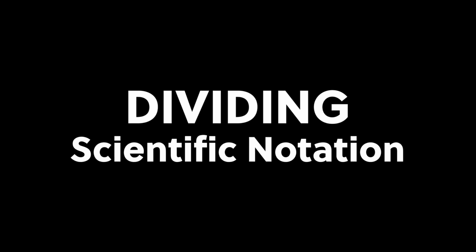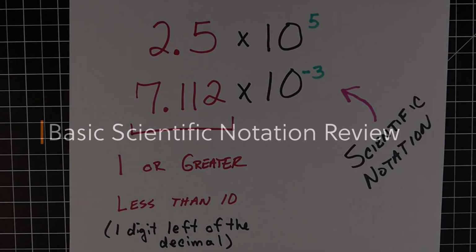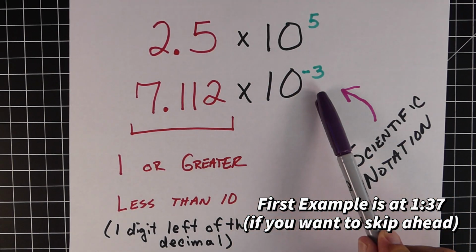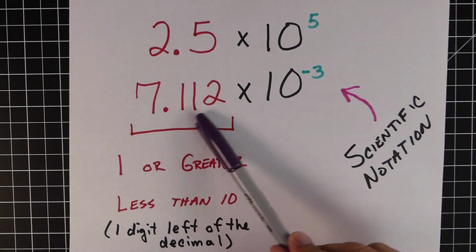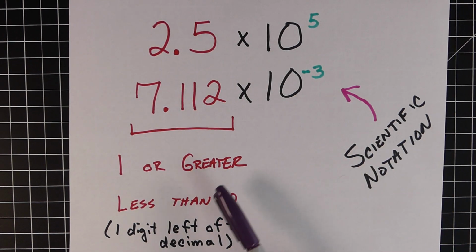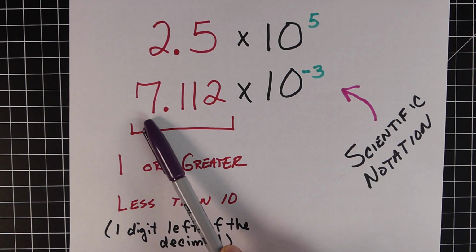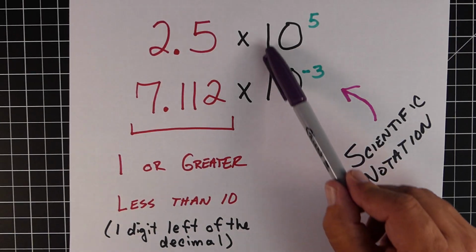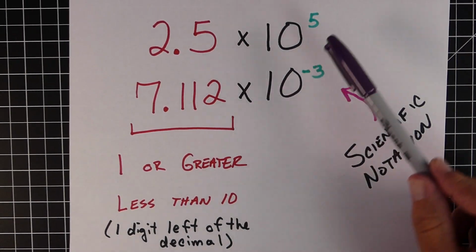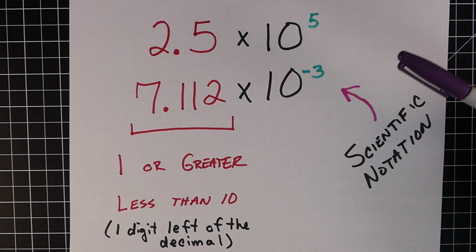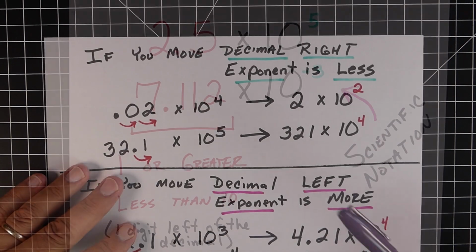All right, so dividing scientific notation. A little bit of background on scientific notation before we get going here. You'll notice both of these examples right here are written in scientific notation. You'll notice in red, this is called a coefficient, and it's always going to be a number that's 1 or greater, and it has to be less than 10. In other words, we're always going to have one digit to the left of the decimal. We're always going to go times 10, and then we're always going to have an exponent. If it's a positive exponent, it means that the original number in standard form is greater than 1. If it's negative, it's less than 1.